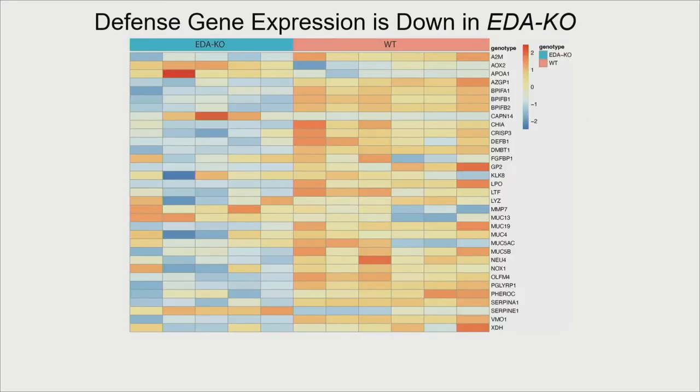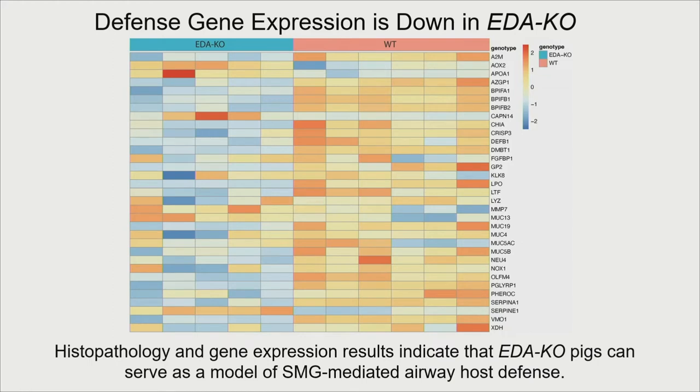If you look at a heat map, and this shows you defense gene expression because that's what we're interested in today, what you can see is the expression of the EDA knockouts under the blue bar versus the wild types under the pink bar. And here are a number of genes that we know come from either the surface epithelia or the submucosal gland, and you can see that most of them are downregulated in the EDA knockout pigs compared to the wild types, including mucins, antibacterial proteins, and protein-binding proteins. So histopathology and gene expression results indicate that EDA knockout pigs can serve as a model of submucosal gland-mediated airway host defense.